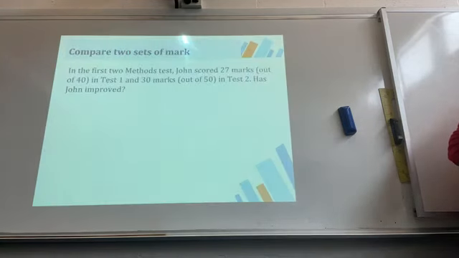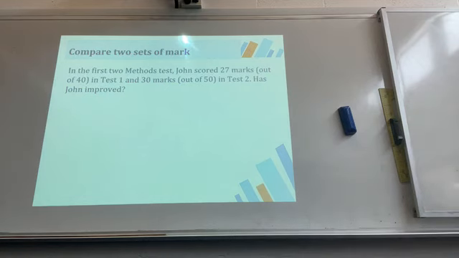Alright? So, let's think about comparing 2 sets of marks. What? 27? Oi, stop! I want to get through the lesson as soon as I can.